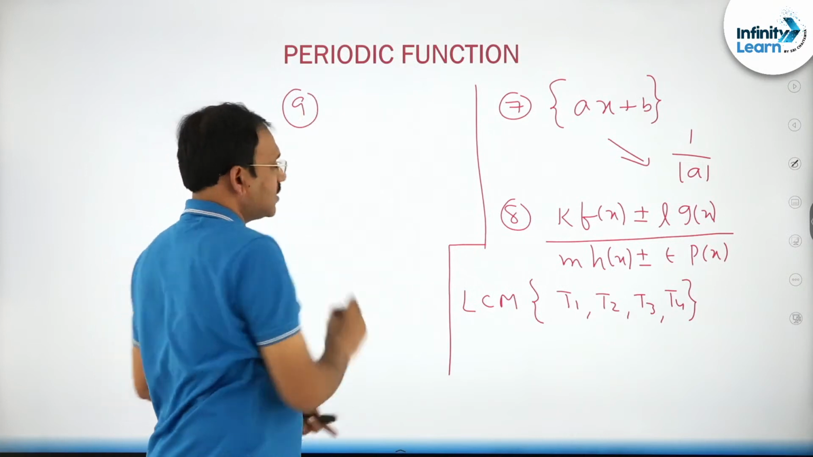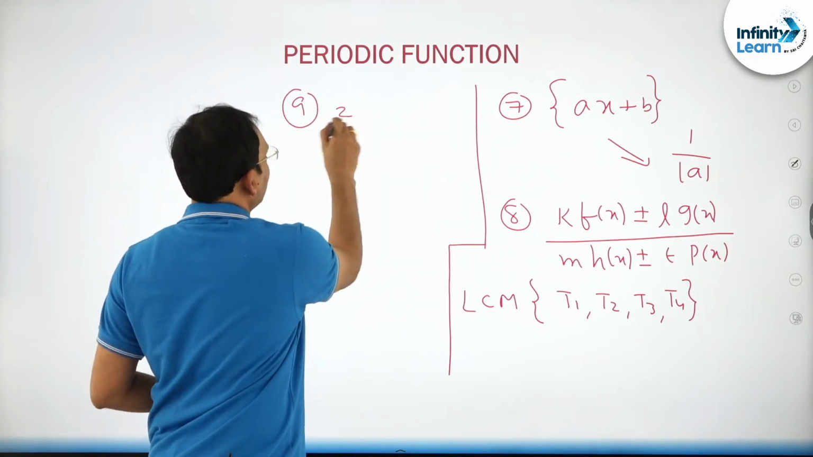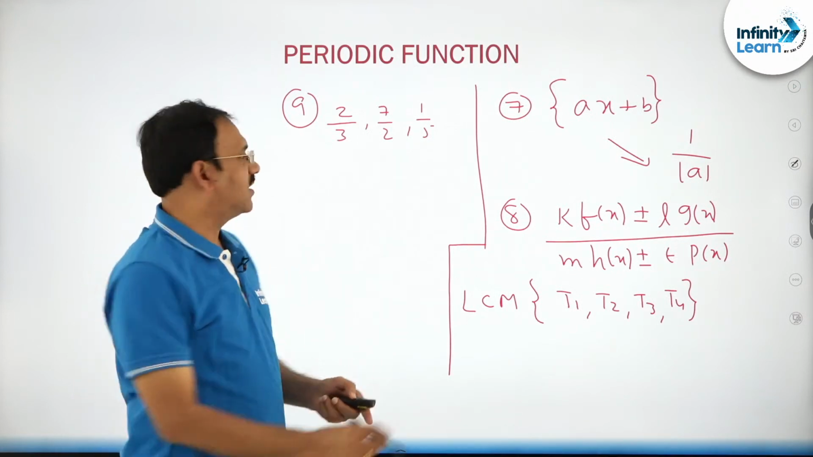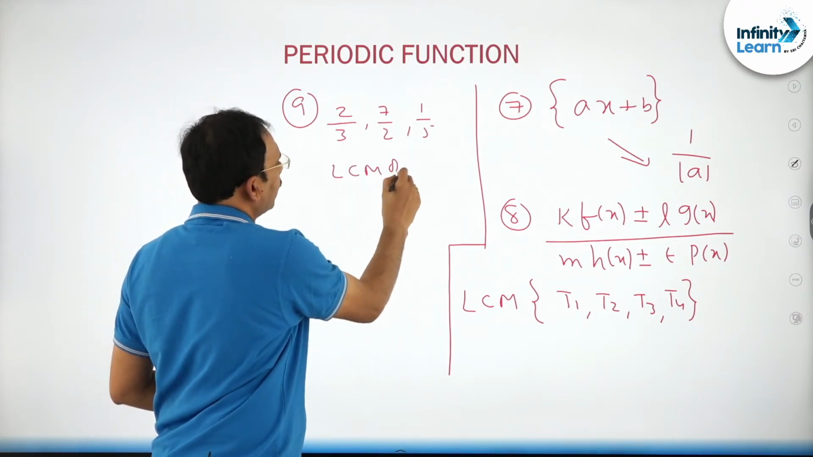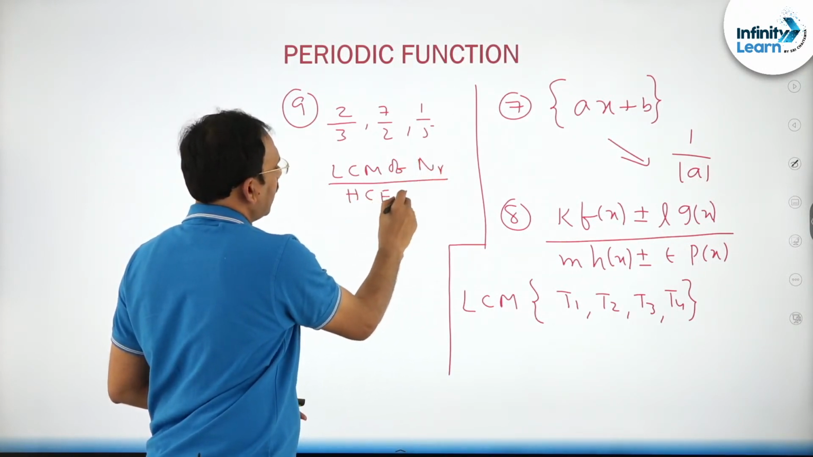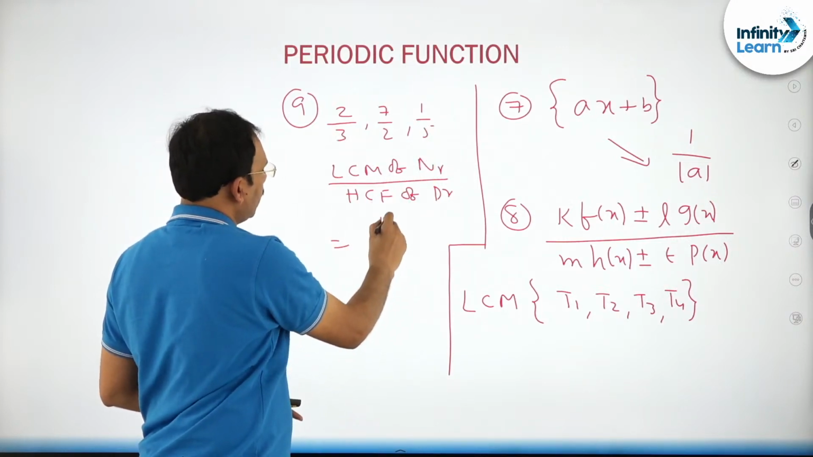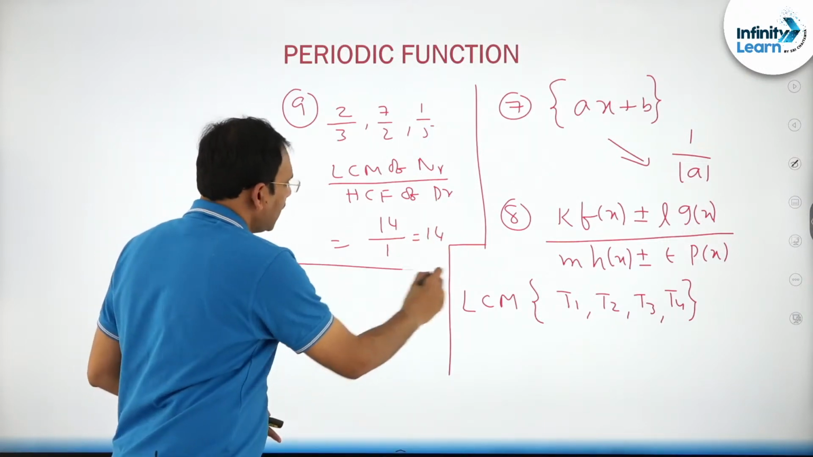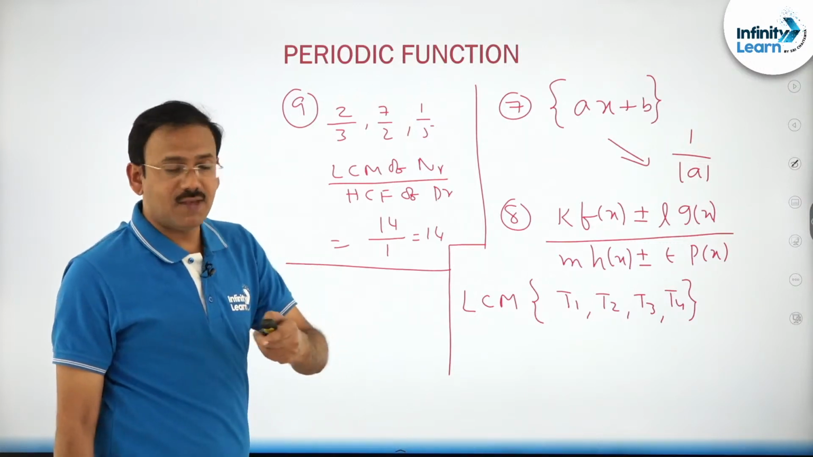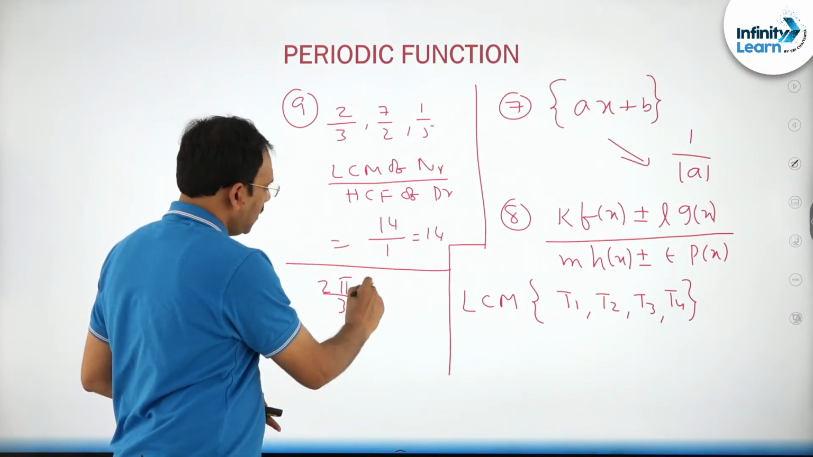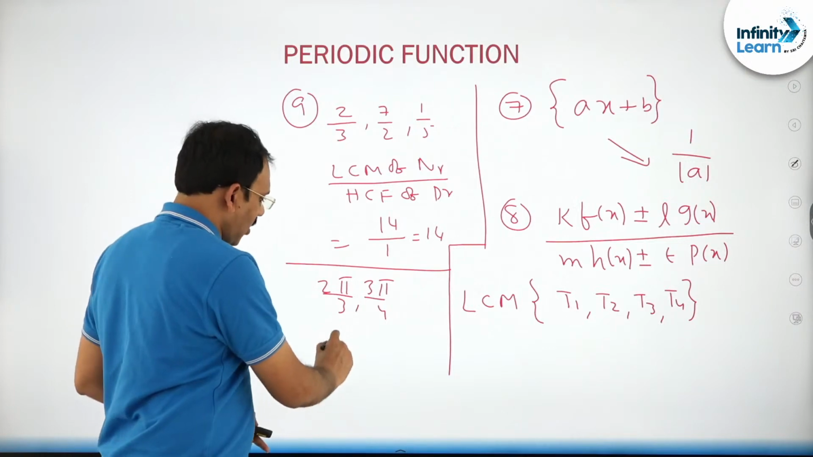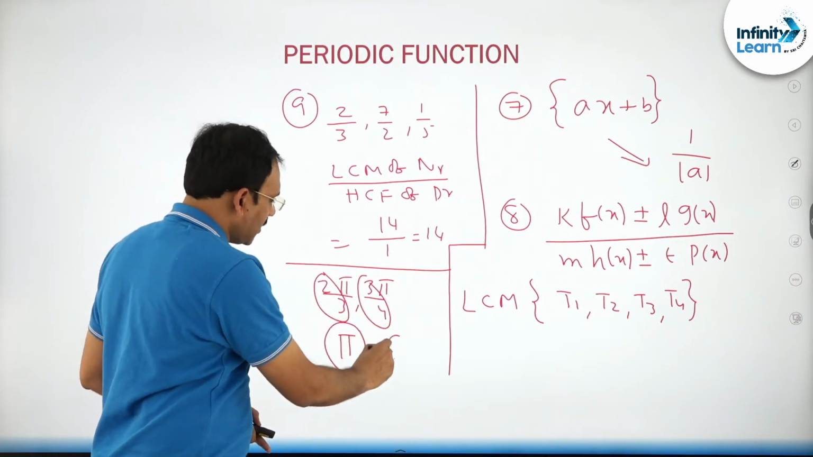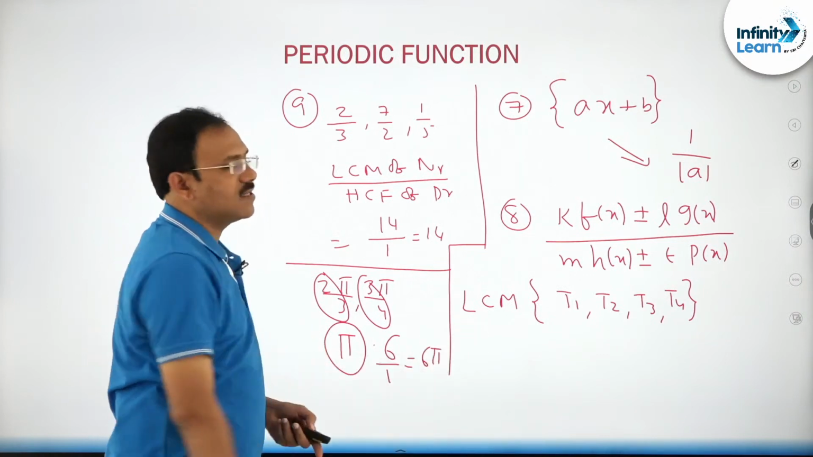Then point number 9, my dear friends: while finding LCM, suppose you are given fractions like 2 by 3, 7 by 2, 1 by 5, how to find the LCM of fractions? In this case, friends, it is the LCM of numerators by the HCF of denominators. For example, the LCM of numerators is 14, the HCF of denominators is 1. And we can also find the LCM of irrational numbers having the same irrational part. For example, 2 pi by 3, 3 pi by 4 is given. Pi is the common irrational part, you put it aside and just take the LCM of 2 by 3 and 3 by 4: the LCM of numerators is 6, the HCF is 1. So, 6 pi is the LCM.